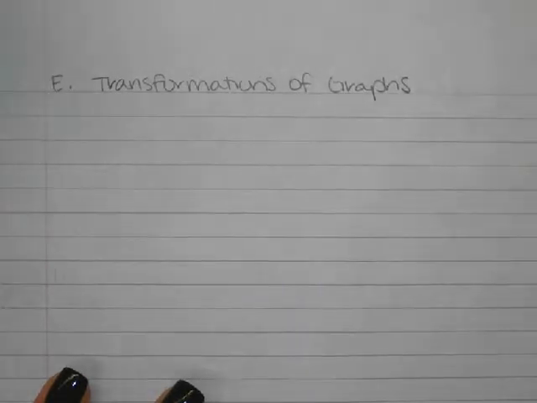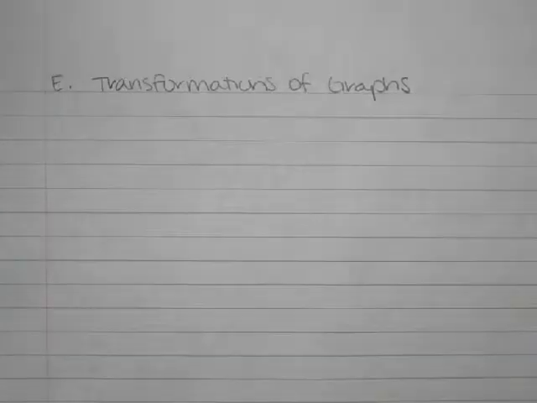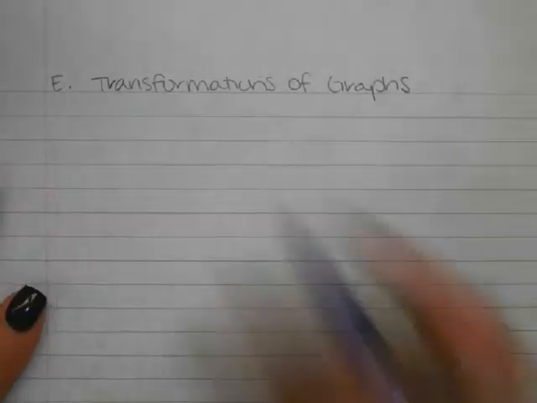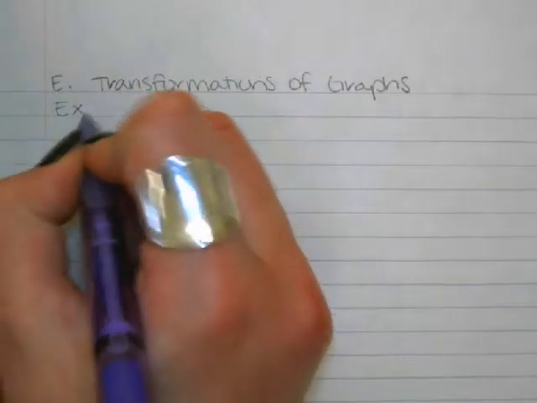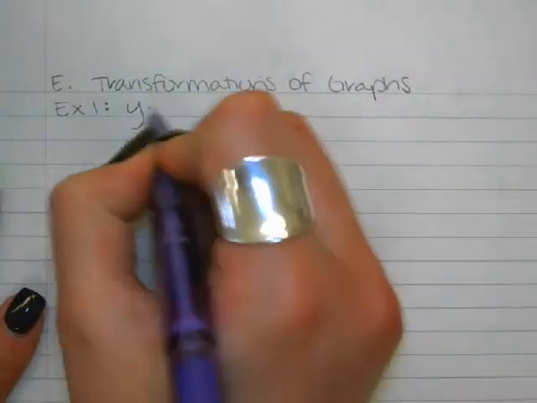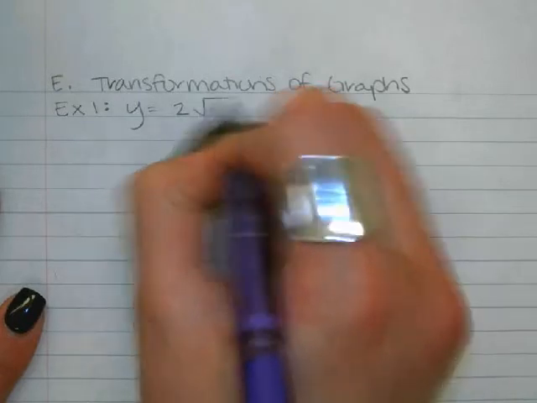So what I'm going to do is we're going to go back and look at section C on page 5 and see those parent functions, and then we're going to do those transformations on the parent functions so that we can see how the graph has been changed. So for example 1, we're going to look at a square root graph.